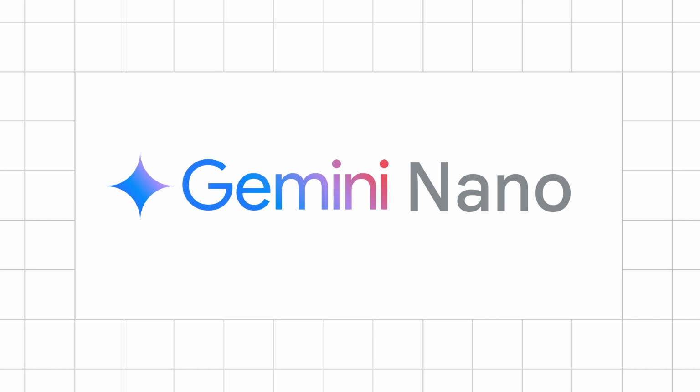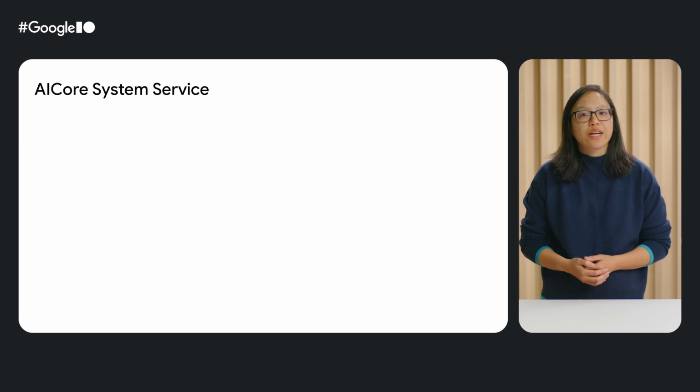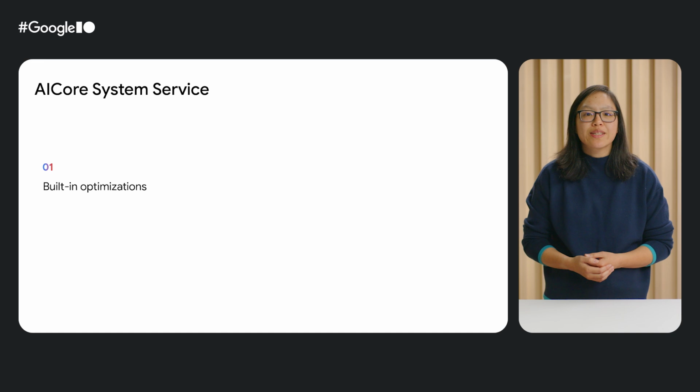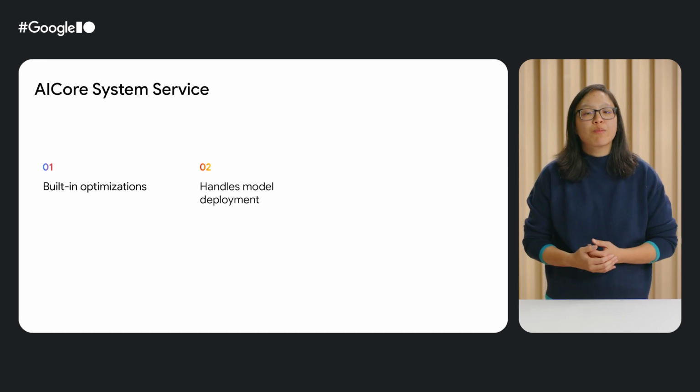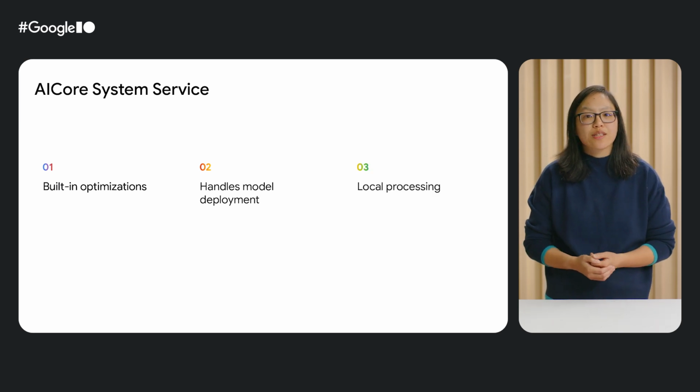Gemini Nano is Google's most efficient large language model for on-device tasks, and you can now build with Gemini Nano using Android's AICore system service. AICore is a system-level module. By using it to access Gemini Nano, apps can gain advantages such as optimizations based on device hardware to enable low inference latency and reduce power consumption, no extra effort in managing model deployment, including updates to the Gemini Nano model, and local processing. AICore can't directly access the internet.